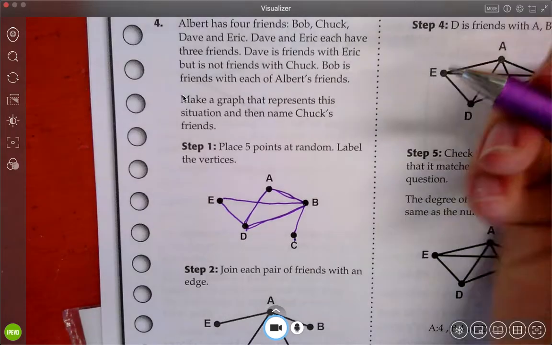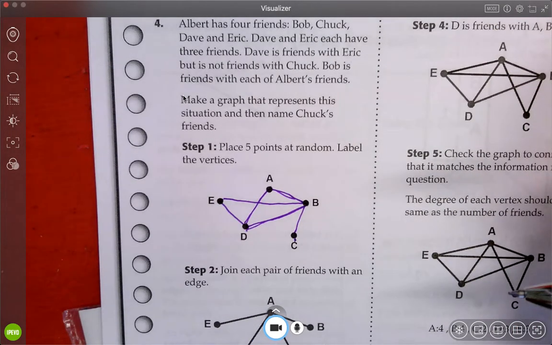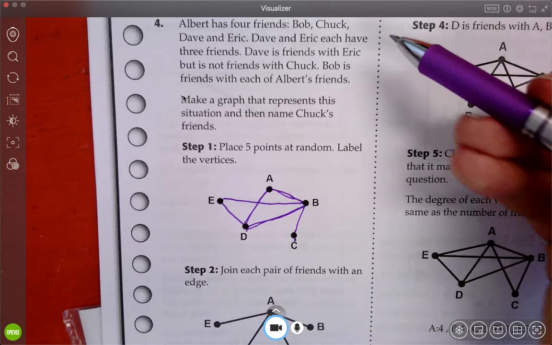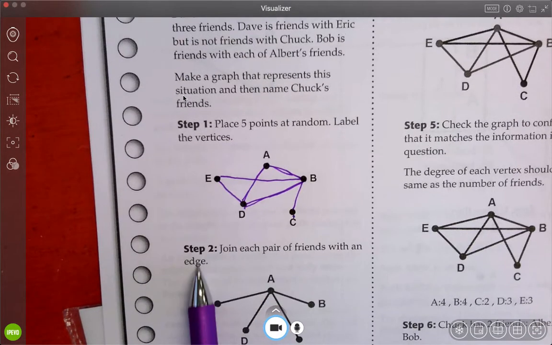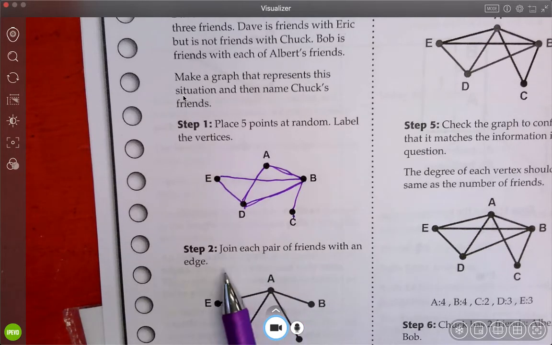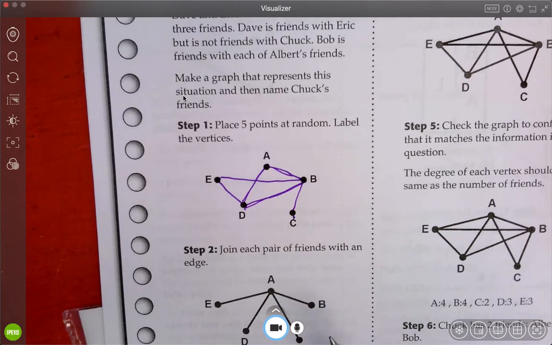Can anyone see the answer? That's the answer. Oh, that's the answer. But here's the thing. Here it says step 2, join each pair of friends with an edge. But they didn't tell us that.